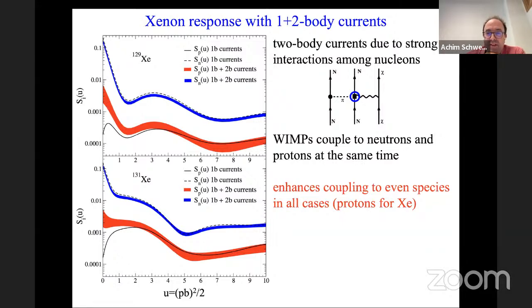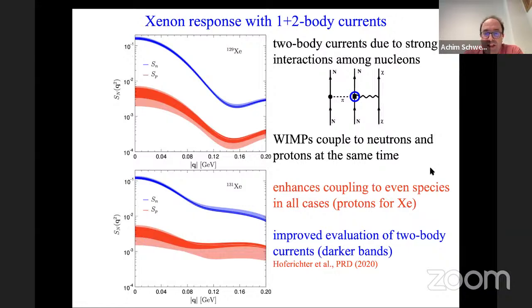Okay, so that's basically saying that if you assume WIMPs coupled to protons only, then it can still connect to the neutrons, which have large spin expectation values. So the response for the cross section at low momentum transfer will follow the shape of the neutrons. It won't be quite as large, because this is a subleading effect, but it will be an order of magnitude larger than assuming the protons inside the nucleus don't interact at all. Okay, so these two-body currents enhance the coupling to all the even species where you would never expect a large spin response.